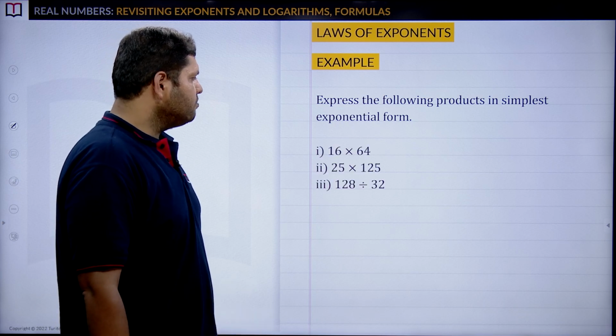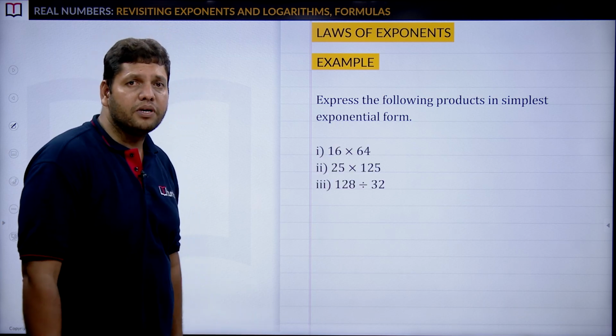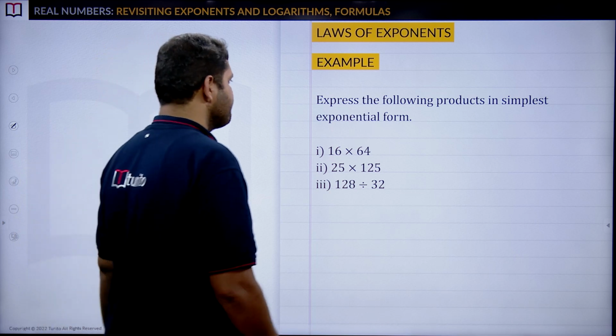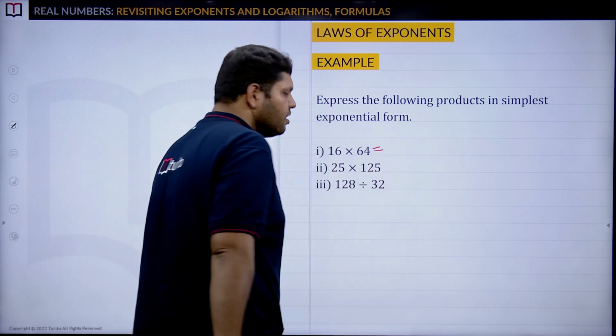Next one. See the question here, children. 16 and 64. How can we write them? By using the logarithm matrices. We need to use the exponential form.